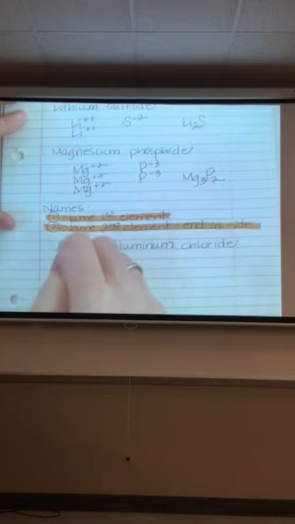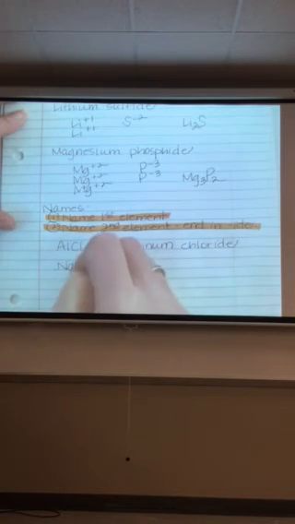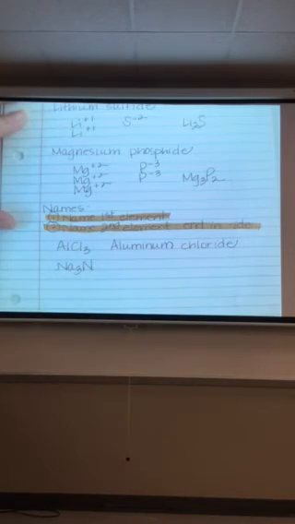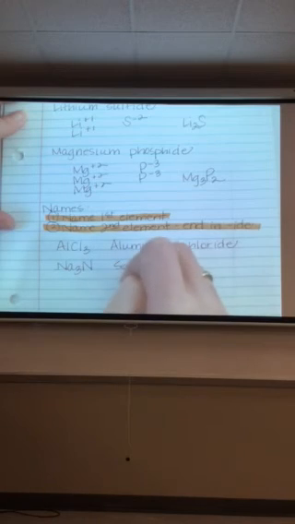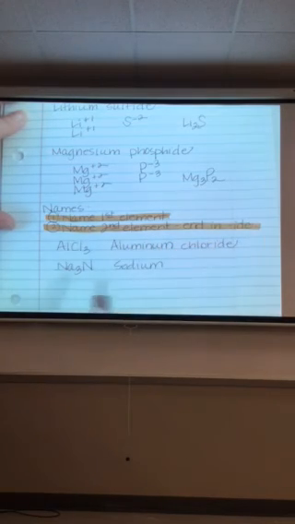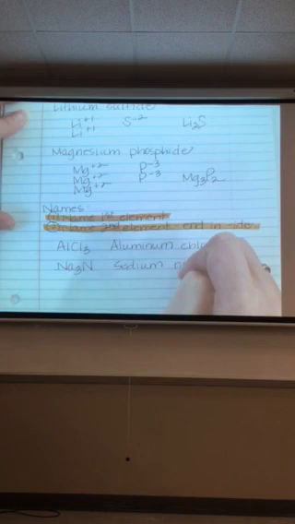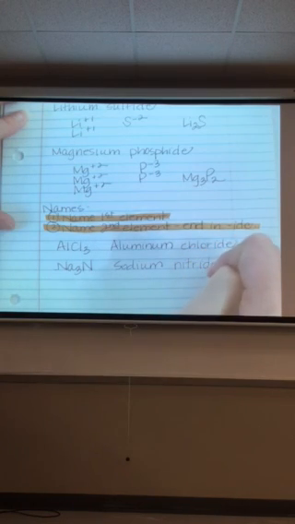What if I give you Na3N? What's Na? Sodium. So I write sodium, because that's the first element. What's N? What element is that? Nitrogen. So how do I write that? Nitride. I drop the "ogen" and I change it to "ide." So I write sodium nitride. Go ahead and hit stop.